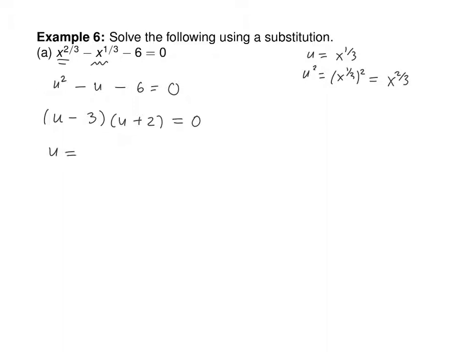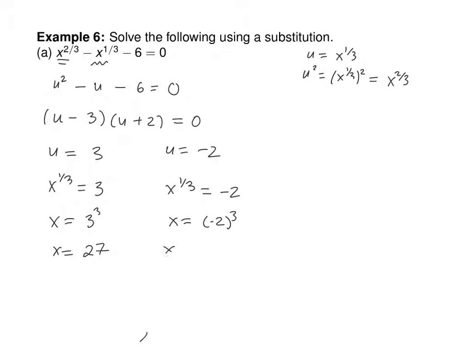So if I say u equals 3 and u equals -2, does that make sense? So x to the 1/3 equals 3, and x to the 1/3 equals -2. And how do you undo a power of 1/3? Cube. You cube it, right? Because it really is a cube root, so the opposite is cubing. So this will give you x equals 3 cubed, or 27, right? And x equals -2 cubed, which is -8.